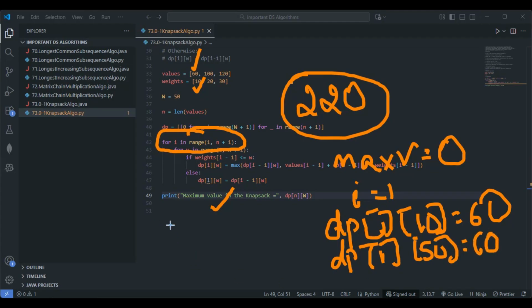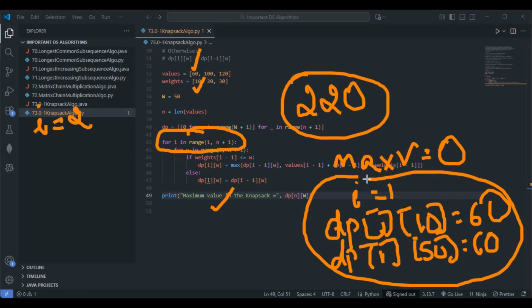Yep. Now let's go with I equals 2. So let's consider here I equals 2. When I equals 2, we are considering item 2 with the value 100 and weight 20. See, this one: value 100 and weight 20.